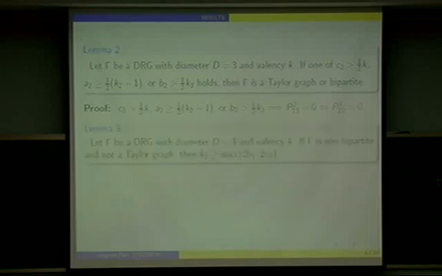Let gamma be a distance regular graph with diameter 3 and valence k. If gamma is non-bipartite and not a Taylor graph, then k2 is at least the maximum of 2b1 and 2c3. Non-bipartite, not Taylor, implies C2 is at most half k and B2 is at most half k3 by lemma 2.